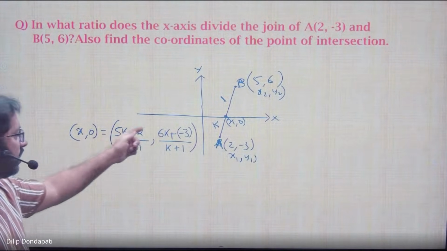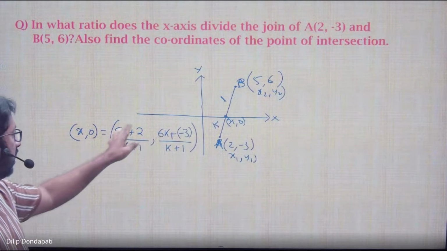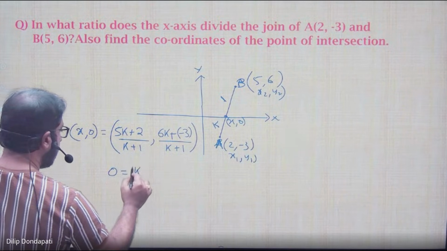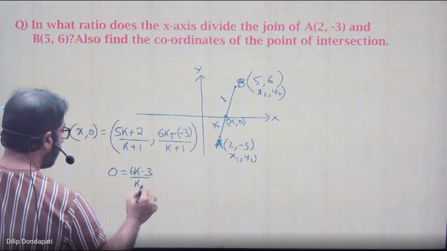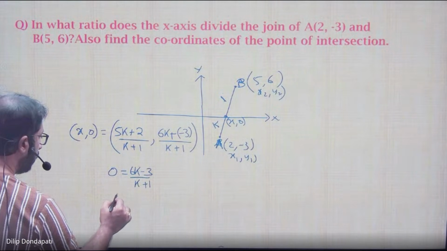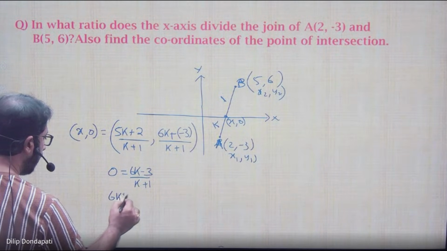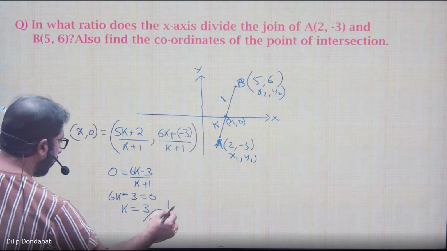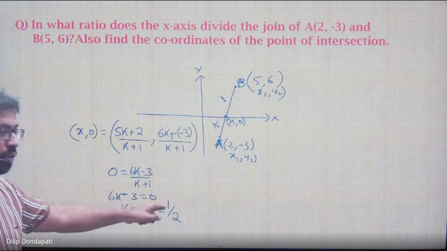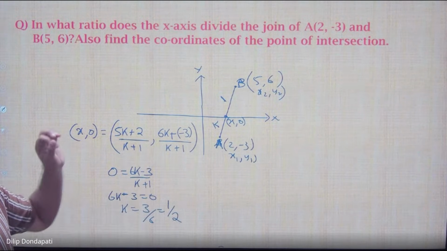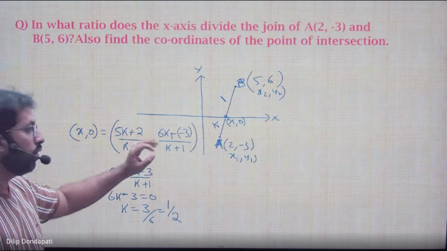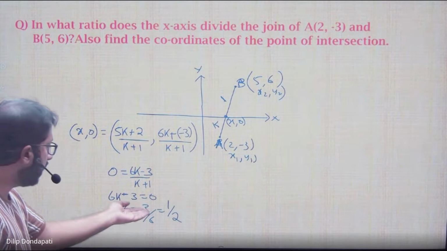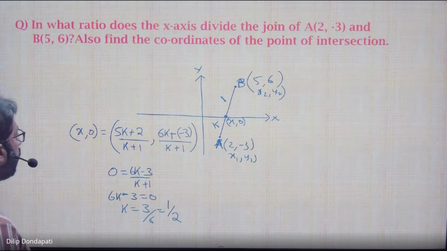For us, 0 is easy, right? For us to find the k value, 0 is easy. Equate y. So 0 is equal to (6k - 3) by (k + 1). So 6k - 3 = 0, so k is equal to 3 by 6, that is 1 by 2. So the ratio you got is 1:2. This is a shortcut method. Whenever they tell to find the ratio, always take k:1. Put k:1 and find the value of k.